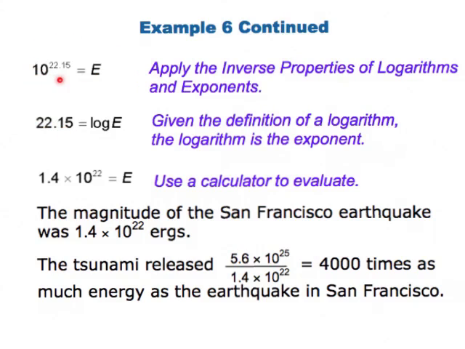It gives me this. Now, I want to know how many times bigger the tsunami was, or how much more energy the tsunami gave out as opposed to the San Francisco earthquake. So I'm going to divide. You put 10.5 times 10 to the 25th divided by 1.4 times 10 to the 22nd, and it gives us 4,000 times as much as the earthquake in San Francisco. So in other words, it released 4,000 times more energy. Wow, that is a lot. Okay, so there's an application problem of where it is used.